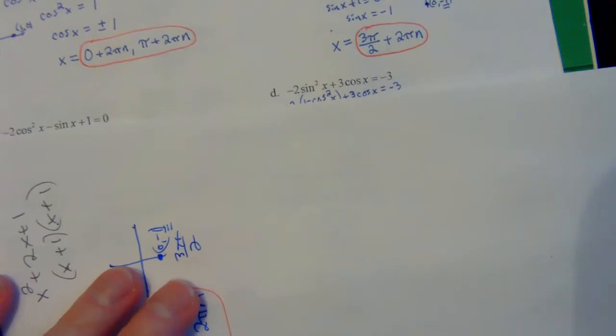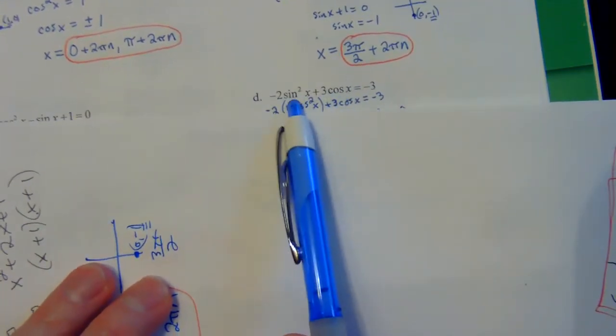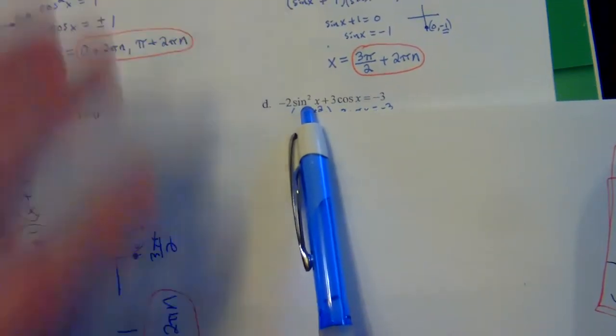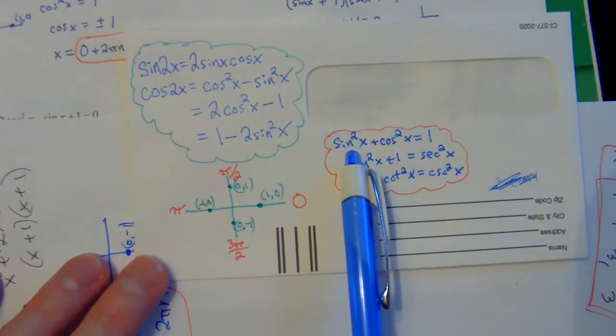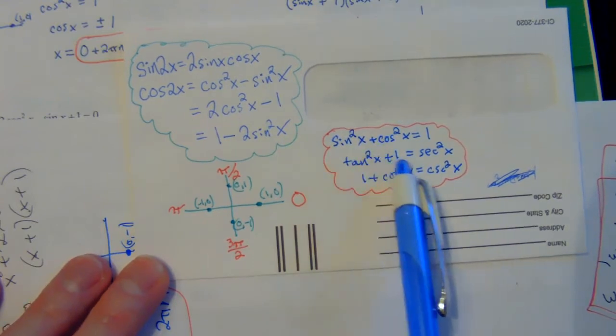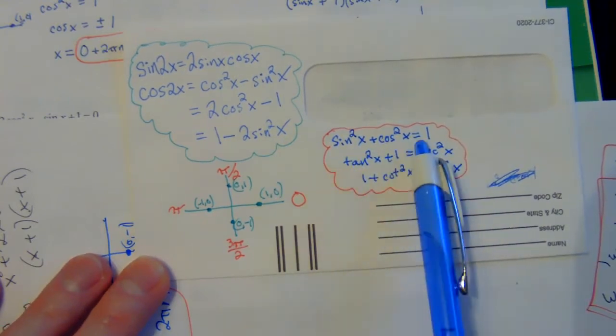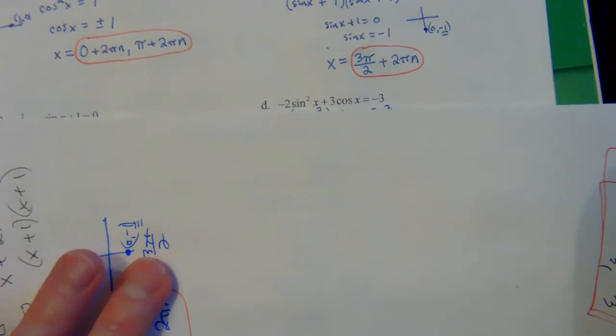Let's now do letter D. Letter D, you have a sine squared and a cosine. You have to go to the one that's a square and change that one, because for the squares we have the formula too. So if I want to solve this for sine squared, I'll just subtract the cosine squared over. So sine squared is equivalent to 1 minus cosine squared, and that's what I'm going to do.